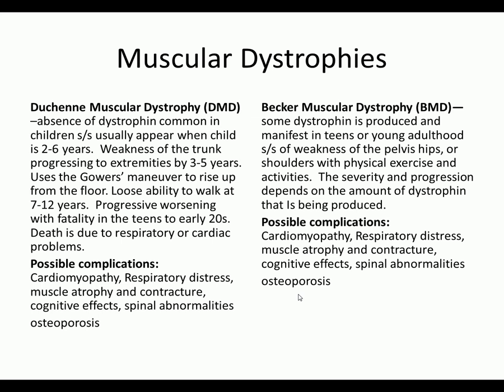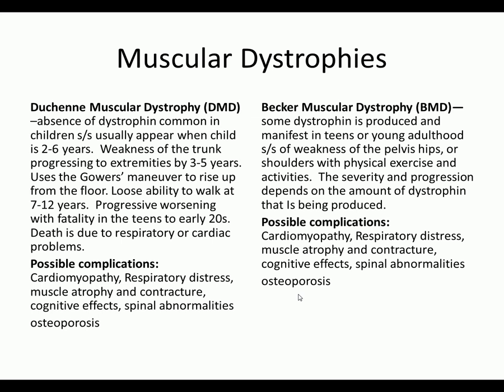This one, Miss Enlow should have gone over with you. Seen in children, usually the child between the ages of 2 and 6 is when it first appears. They have weakness in the trunk, and it progresses to the extremities at 3 to 5 years. You will see the Gowers maneuver used. Your book on page 1499 has a good picture of the Gowers maneuver, figure 49-5.